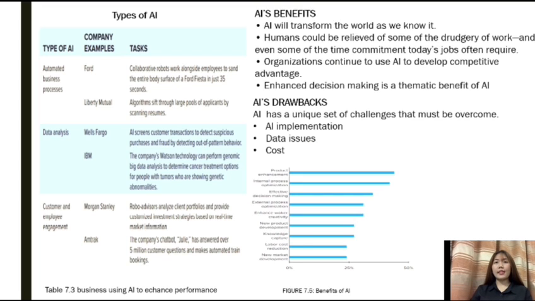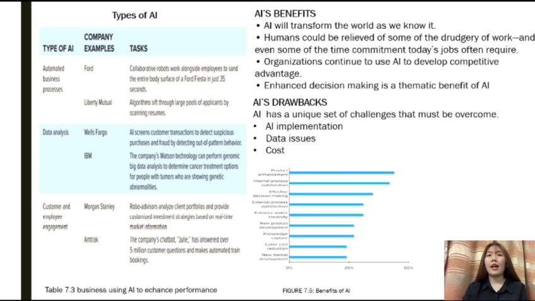For the company example, Wells Fargo. AI screens customer transactions to detect suspicion, perception, and fraud by detecting out-of-pattern behavior. IBM, the company's Watson technology can perform genomic big data analysis to determine cancer treatment options for people with tumors who are showing genetic abnormality.